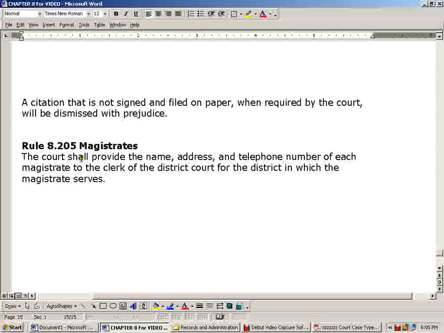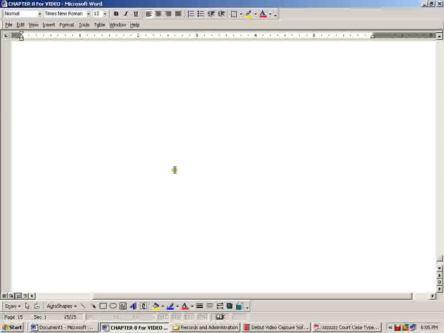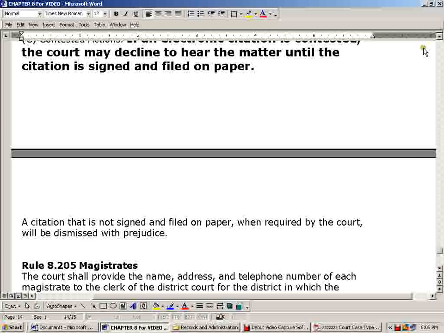And then magistrates. The court shall provide the name, address, and telephone number of each magistrate to the clerk of the district court for the district in which the magistrate serves. Might be good to know who the magistrates are if you need one to lay your complaint before.